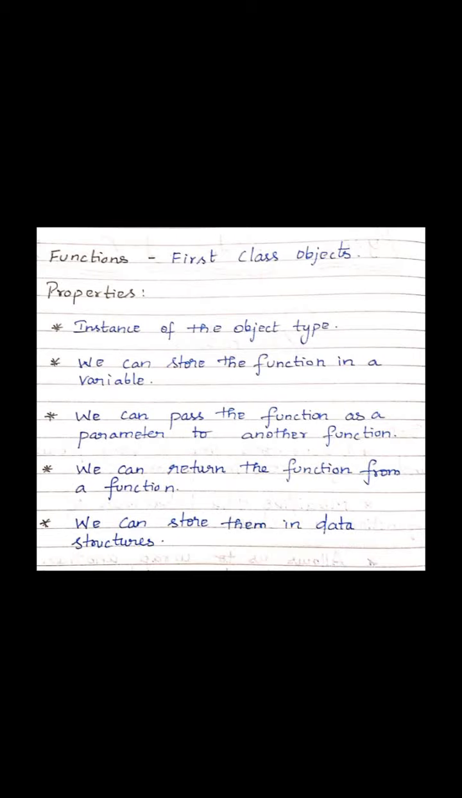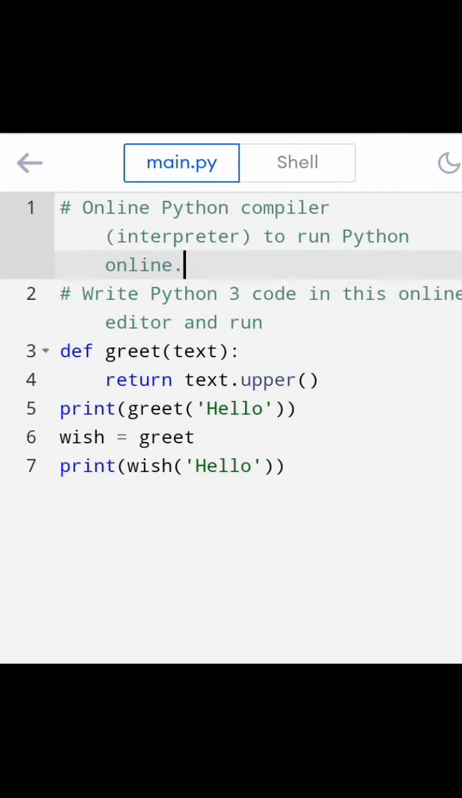Then we can pass the function as a parameter to another function. Then we can return the function from a function. Then we can store them in data structures. Now let us consider a few examples for better understanding.